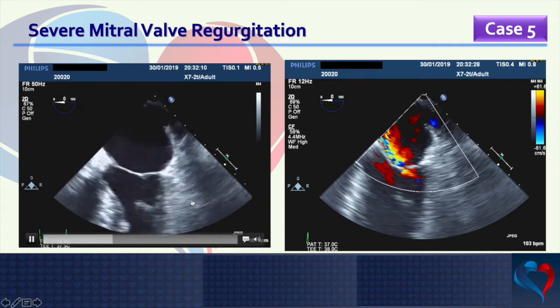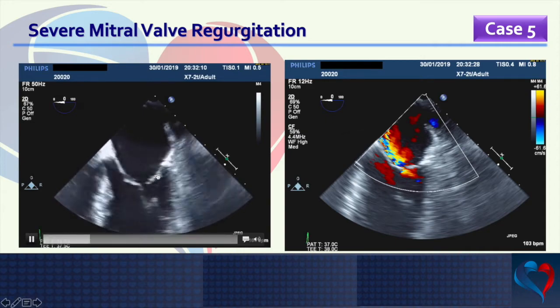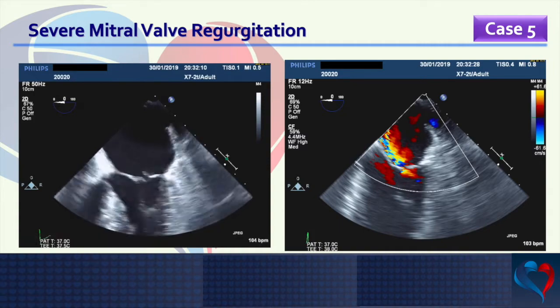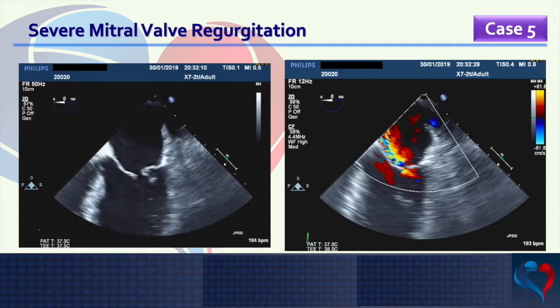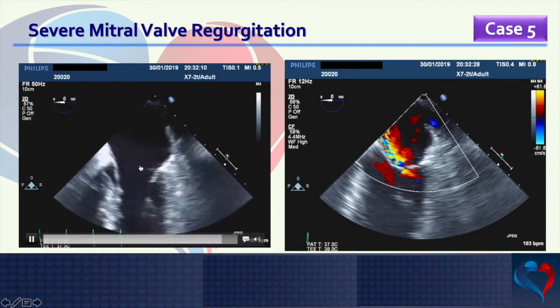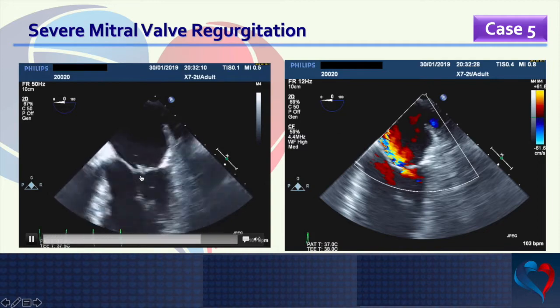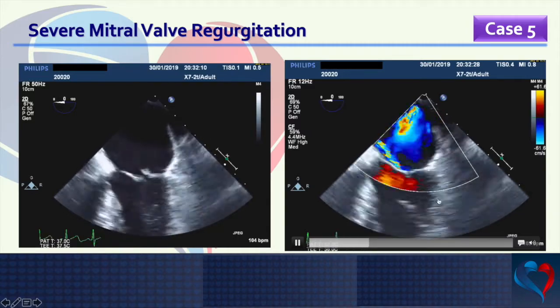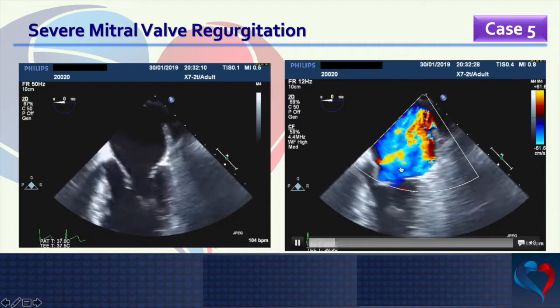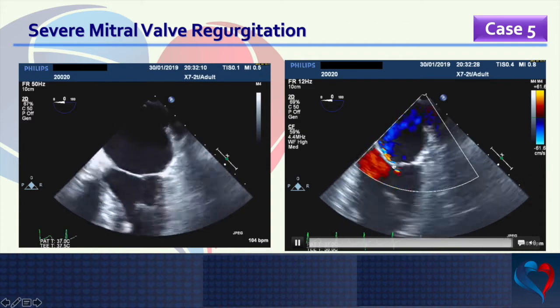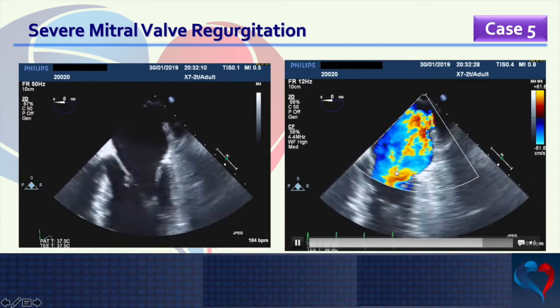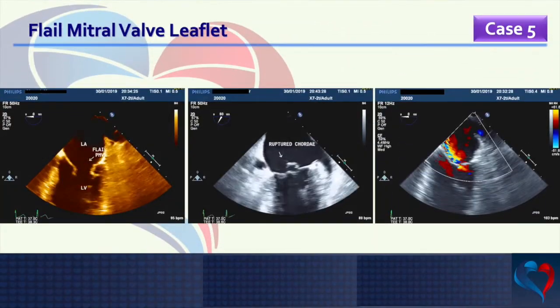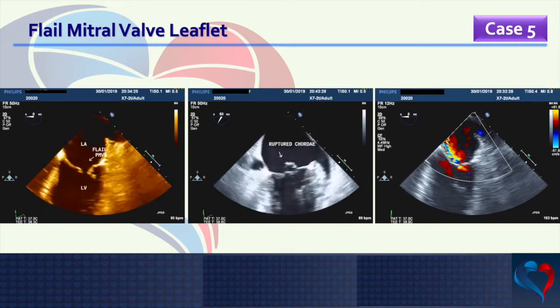When you see this sign, it is a sign of a ruptured mitral valve leaflet, and actually you could see the chordae prolapsing into the left atrium. This is the same patient, where you could see the anteriorly directed severe mitral valve regurgitation jet. This is a flail posterior mitral valve leaflet.